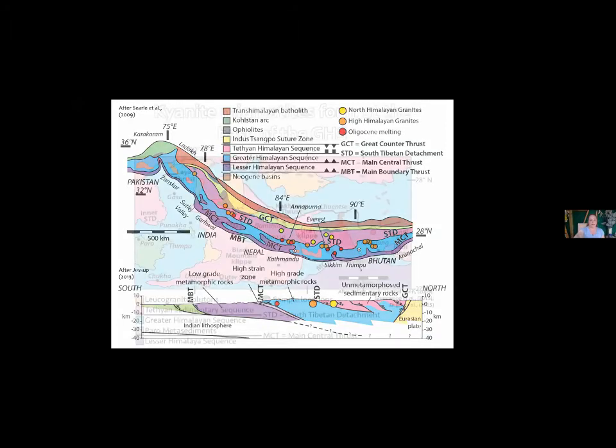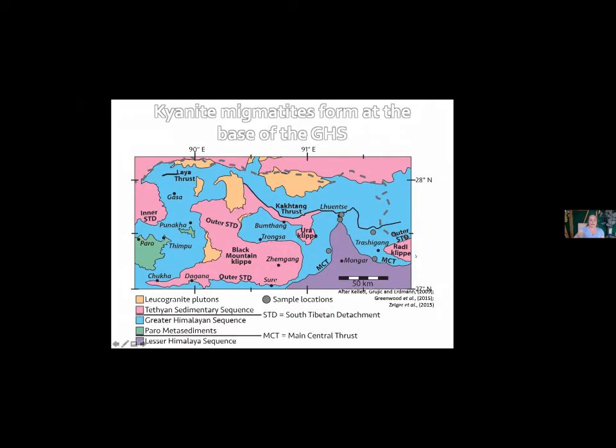This is a geological map of Bhutan, and everywhere that I found the kyanite migmatites, they tended to be at the base of this Greater Himalayan sequence. So the very deepest bit of our GHS sequence down towards the MCT. There was one outlier up here, but most of them were in and around this area here.